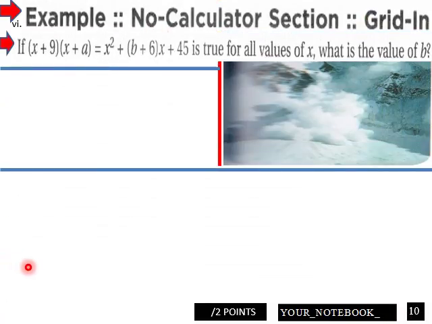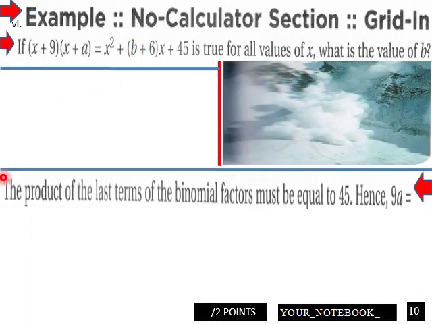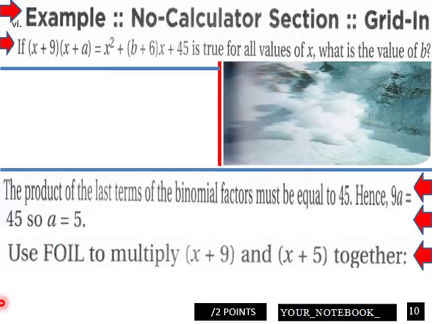Example, no calc section. And then here we have this expression here. It is true for all values of x. What is the value of b? So we have to find the value of b there. The product of the last terms of the binomial factors must equal 45. Hence 9a equals 5.